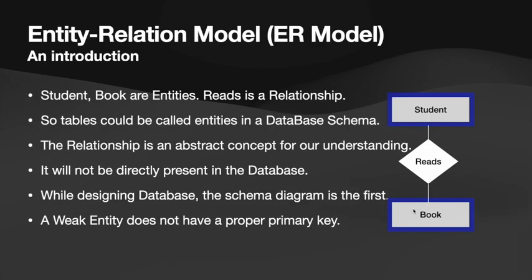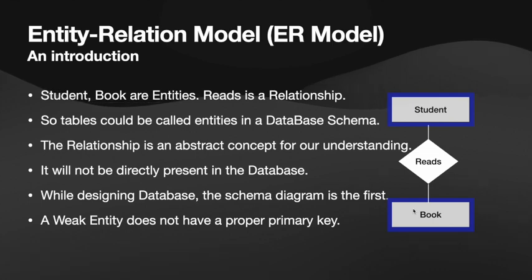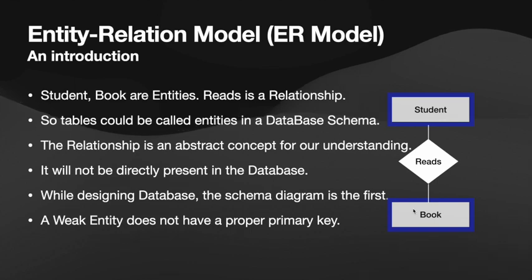And this is the entity relationship model, ER model. ER model is fundamentally important for designing databases. Like in an ER model, the entities will most likely be the table names. Student, book, those are entities, and the relationship is reads. So student reads a book. This relationship is there for our understanding. Like it will not be there in the database mostly. So tables could be called entities in the database schema. The relationship is an abstract concept of our understanding. It will not be directly present in the database.